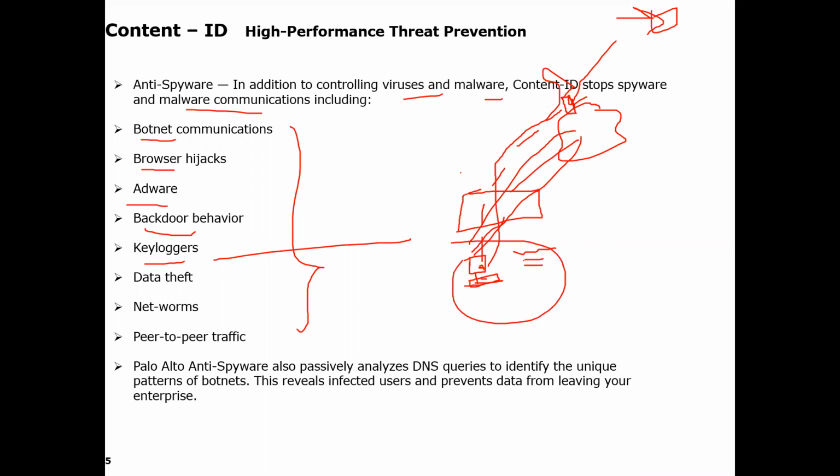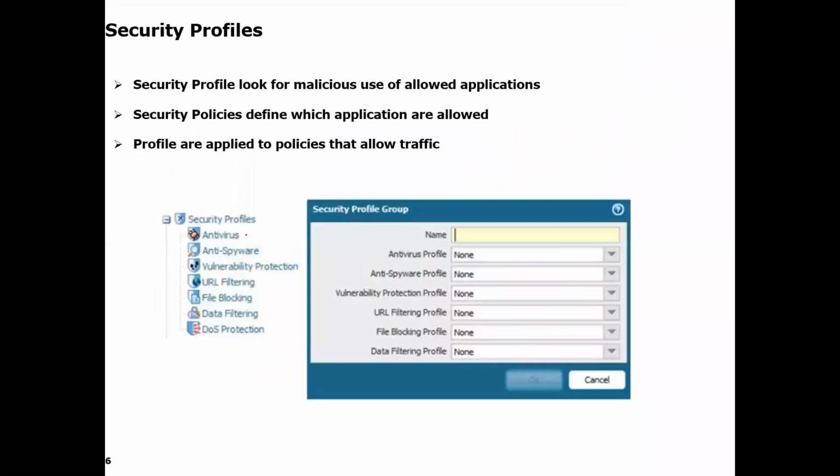So if you have a content ID and keylogger anti-log, then when the keylogger tries to come to your organization, at that time the firewall itself will block. Oh no, the keylogger is trying to come, it will block here only. So that's the beauty of this one. Similarly, a Trojan is there. These are the viruses, and you require an antivirus for that.